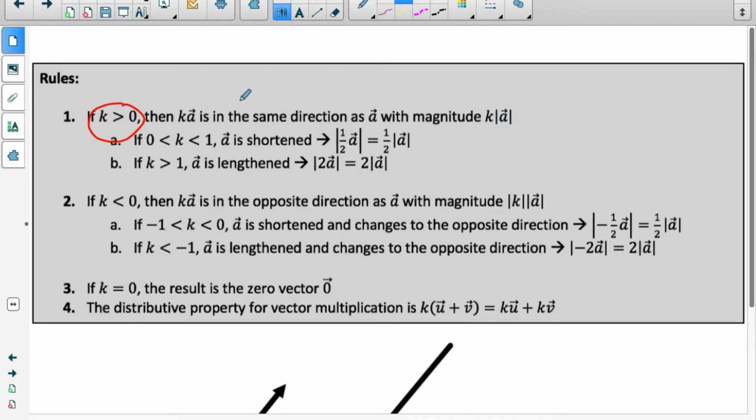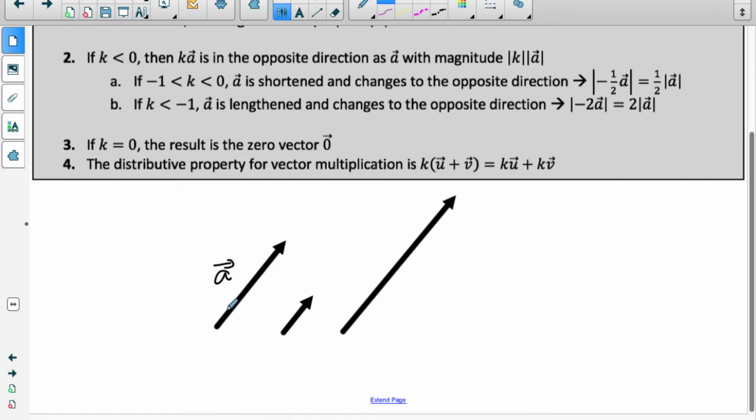Now let's break this down into two parts. If the k value is between 0 and 1, then vector A is shortened. The magnitude, for example, of half times vector A is equal to half of the magnitude of what vector A was. And if k is greater than 1, then that actually makes vector A longer. So the magnitude of, for example, 2 times vector A is equal to 2 times the magnitude of what vector A was. Let me show you what I'm talking about with the diagram below here.